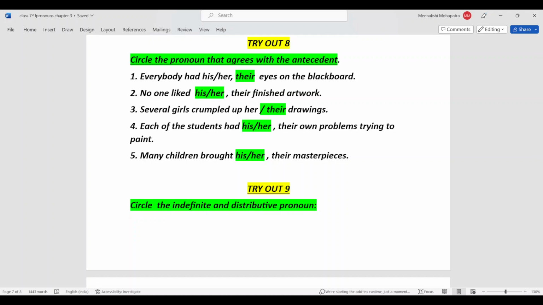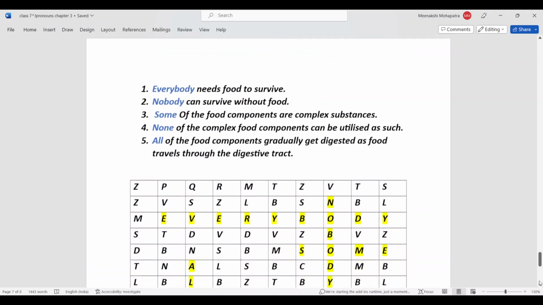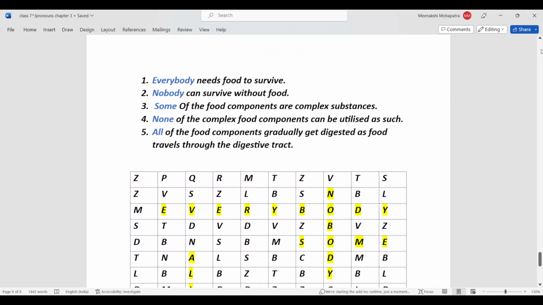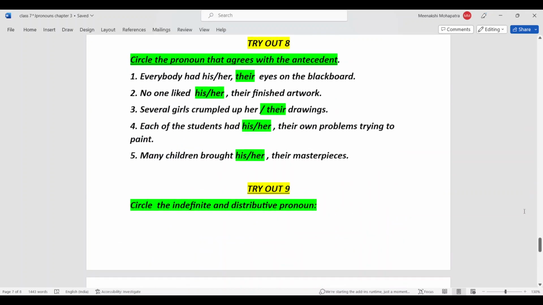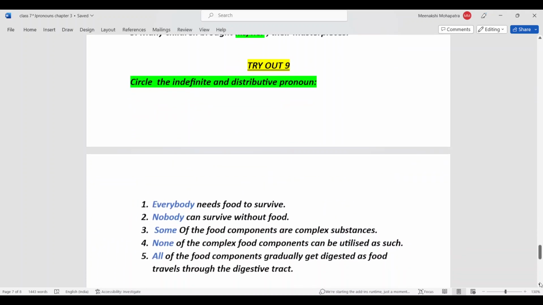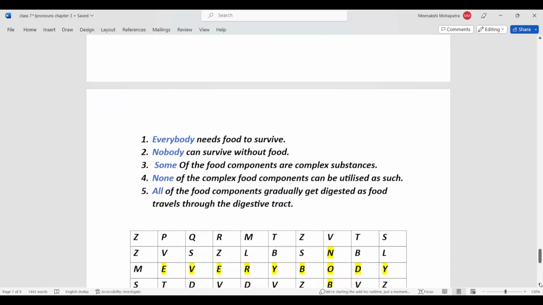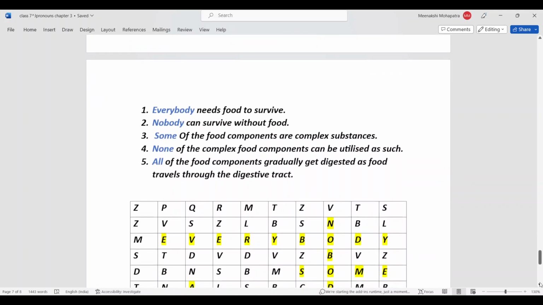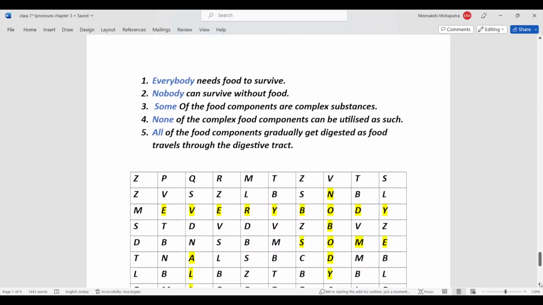Now try out 9. Circle the indefinite and distributive pronoun. Now there is a table which is given to you children, in which you have to first find out what the answers are for this, and then fill in the table.